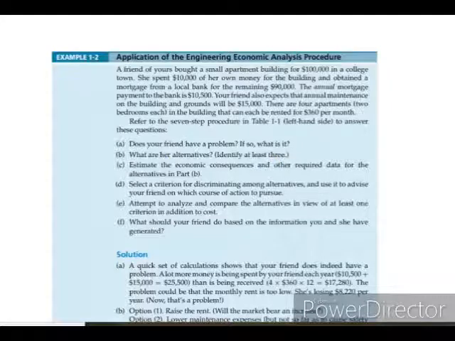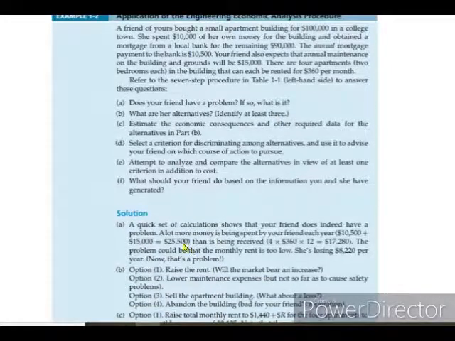Letter A, the answer is a quick set of calculations shows that your friend does indeed have a problem. So what is it? A lot more money is being spent by your friend each year. So your friend is spending a lot of money: $10,500 plus $15,000 is equal to $25,500, than is being received. Okay?